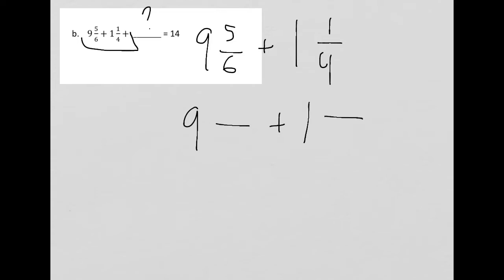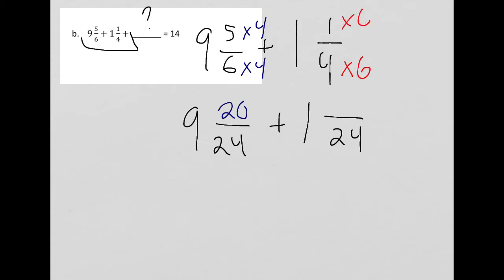So 6 and 4 is going to give me a common denominator of 24, because 6 times 4 is 24. 6 times 4 is 24, so 5 times 4 is 20. 4 times 6 is 24, so 1 times 6 is 6. So that gives me my new equation of 9 20/24ths plus 1 6/24ths. So 9 plus 1 is 10, 20 plus 6 is 26. So I get 10 26/24ths.